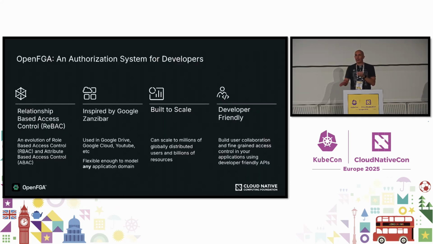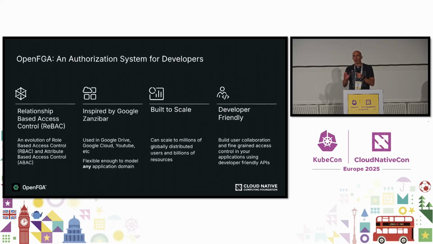OpenFGA is an authorization system for developers. You're going to use it if you want to implement authorization in an application, in the same way or a similar way you can use Open Policy Agent. It's based on a concept called relationship-based access control, which you can see as an evolution of role-based access control and attribute-based access control.